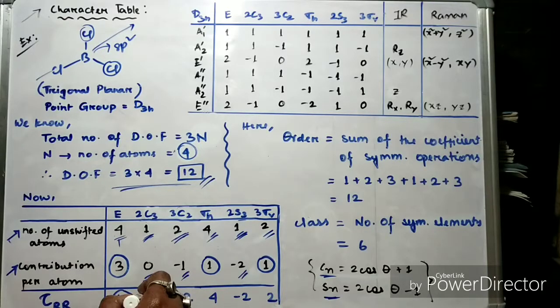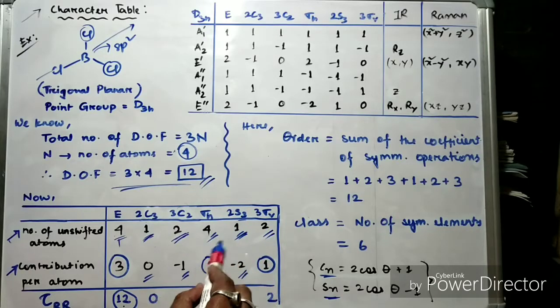Okay, below this, it will come out to be 4 into 3, it will be 12. 1 multiplied by 0, it will be 0. 2 multiplied by minus 1, it will be minus 2. 4 into 1, it will be 4. 1 into minus 2, it will be minus 2. 2 into 1, it will be 2. So this is simply the reducible representation.